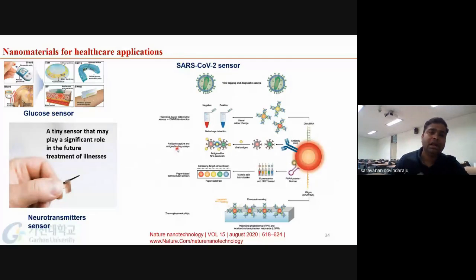For nanomaterials in healthcare applications, we are mainly focusing on the glucose sensor. The glucose sensor is not new, but day by day it needs to be upgraded in timing and cost. So glucose sensor work is currently going on. In my lab, based on my NRF project, we have also started a neurotransmitter sensor using AFM and other techniques.